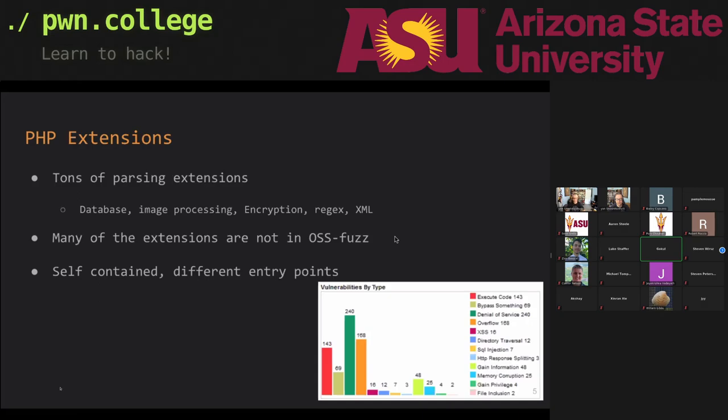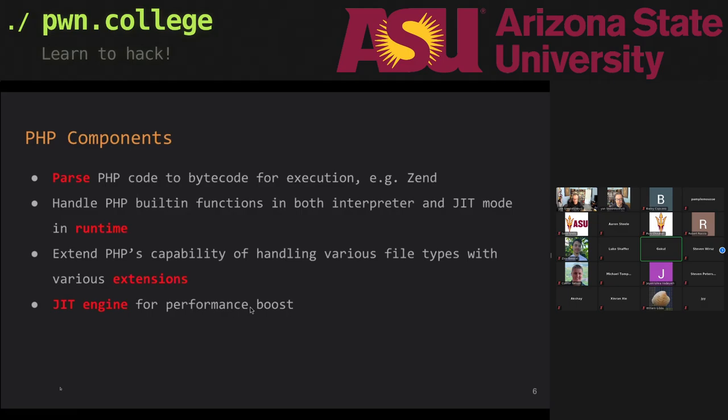PHP extensions. So PHP has got a good bunch of extensions, and interesting ones are the ones that use parsing. And many of these extensions are not listed in OSS-Fuzz target list, which gives us a lot of targets as well to fuzz. Almost all the extensions are self-contained and have different entry points. If you take a look at the figure on the right bottom, that is a chart showing the number of bugs that were reported over the past few years. And that is huge. Okay, moving on.